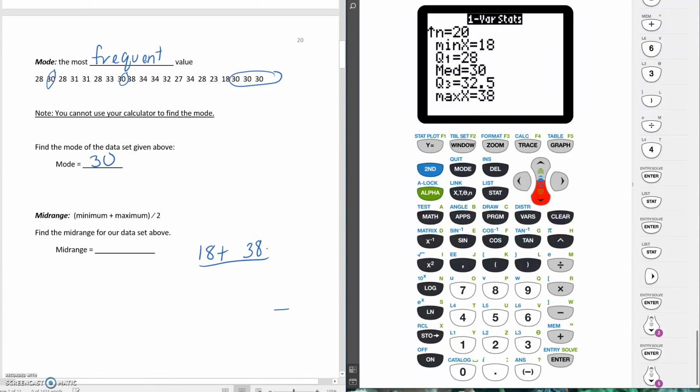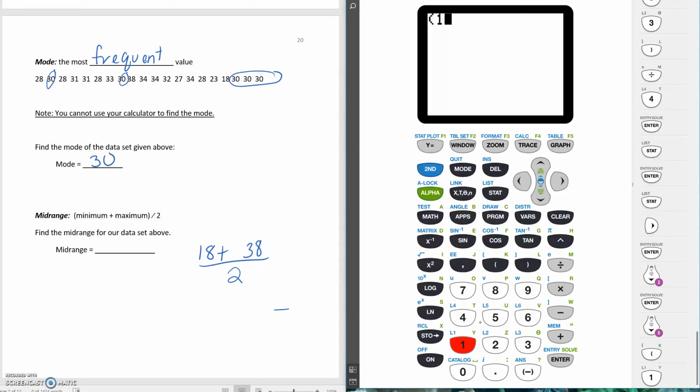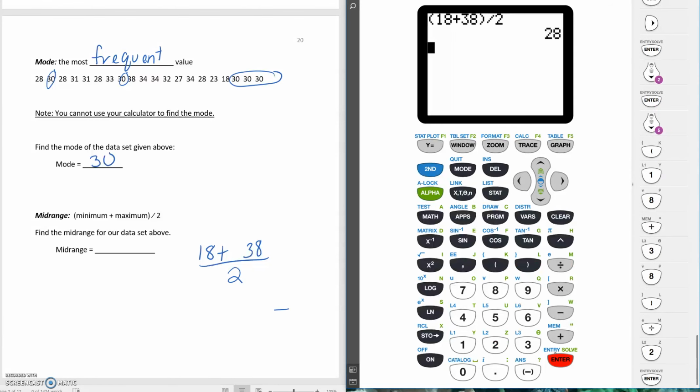Sometimes it's easy to miss which one's the lowest or the smallest. And we're going to divide by 2. Again, in your calculator, you're going to want to put parentheses around the top: 18 plus 38, close the parenthesis, and then divided by 2. So our mid-range here is 28. That's just the number that's halfway between the lowest value and the highest value. So these were all of our measures of center.